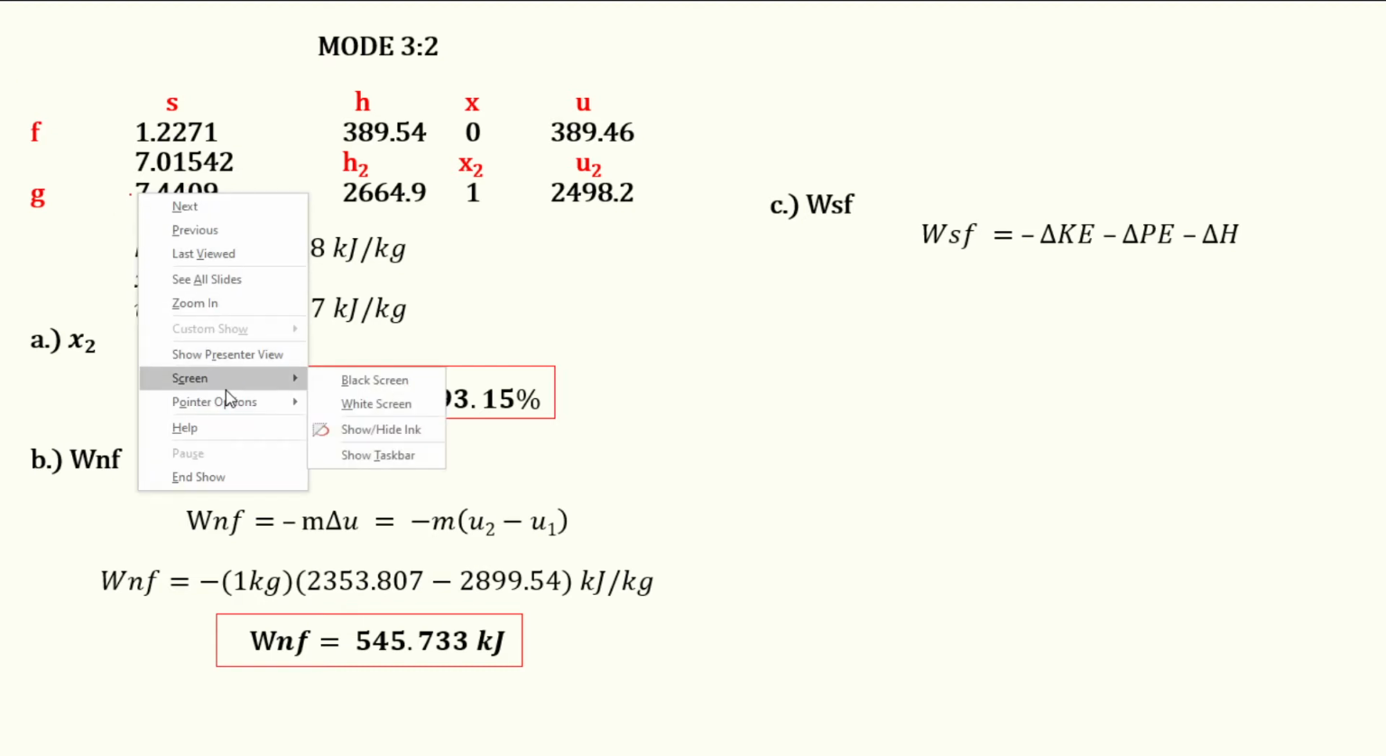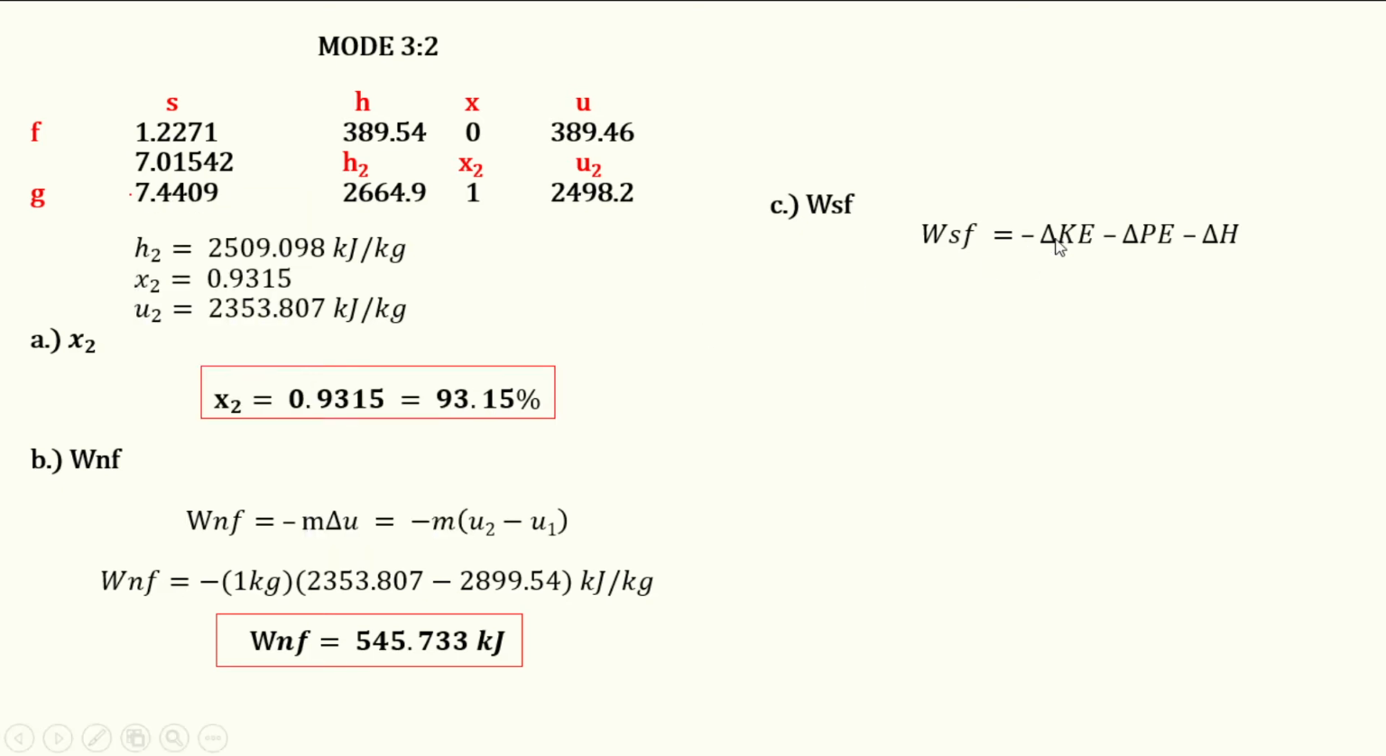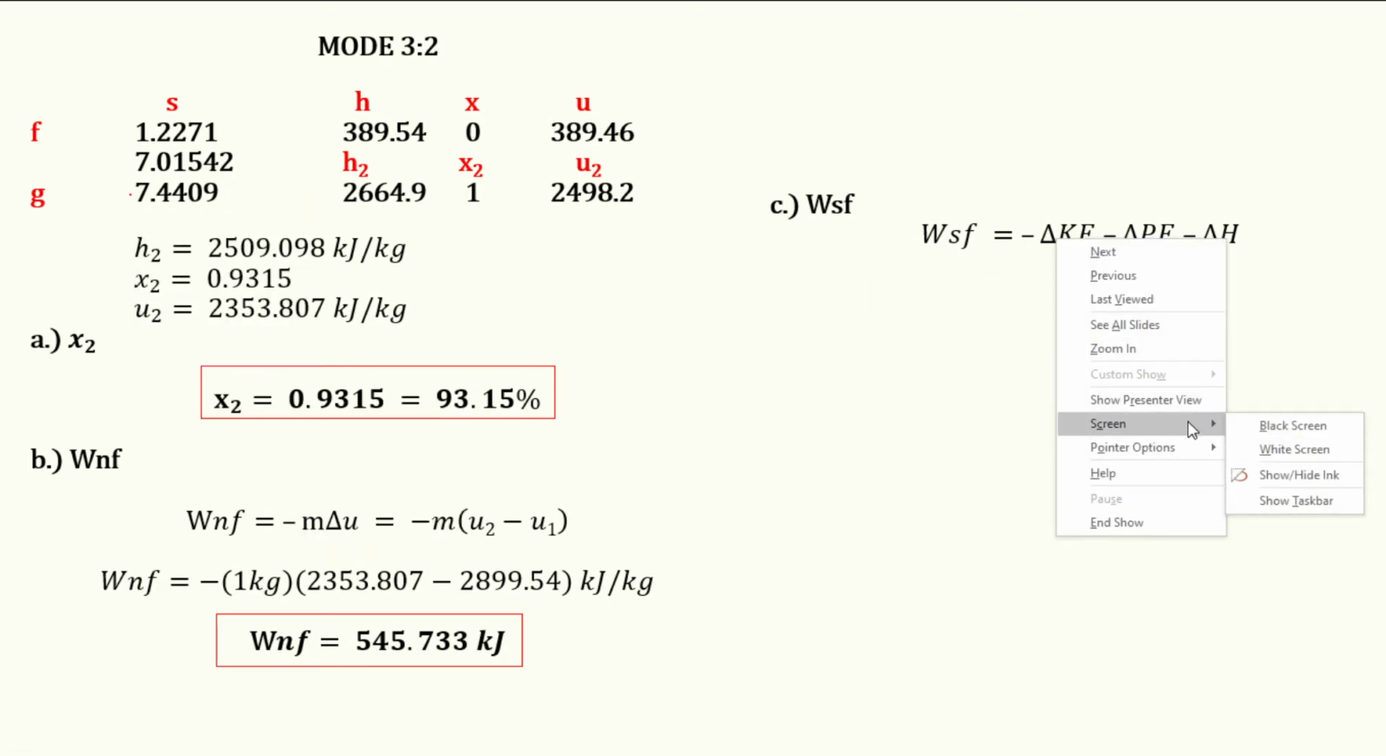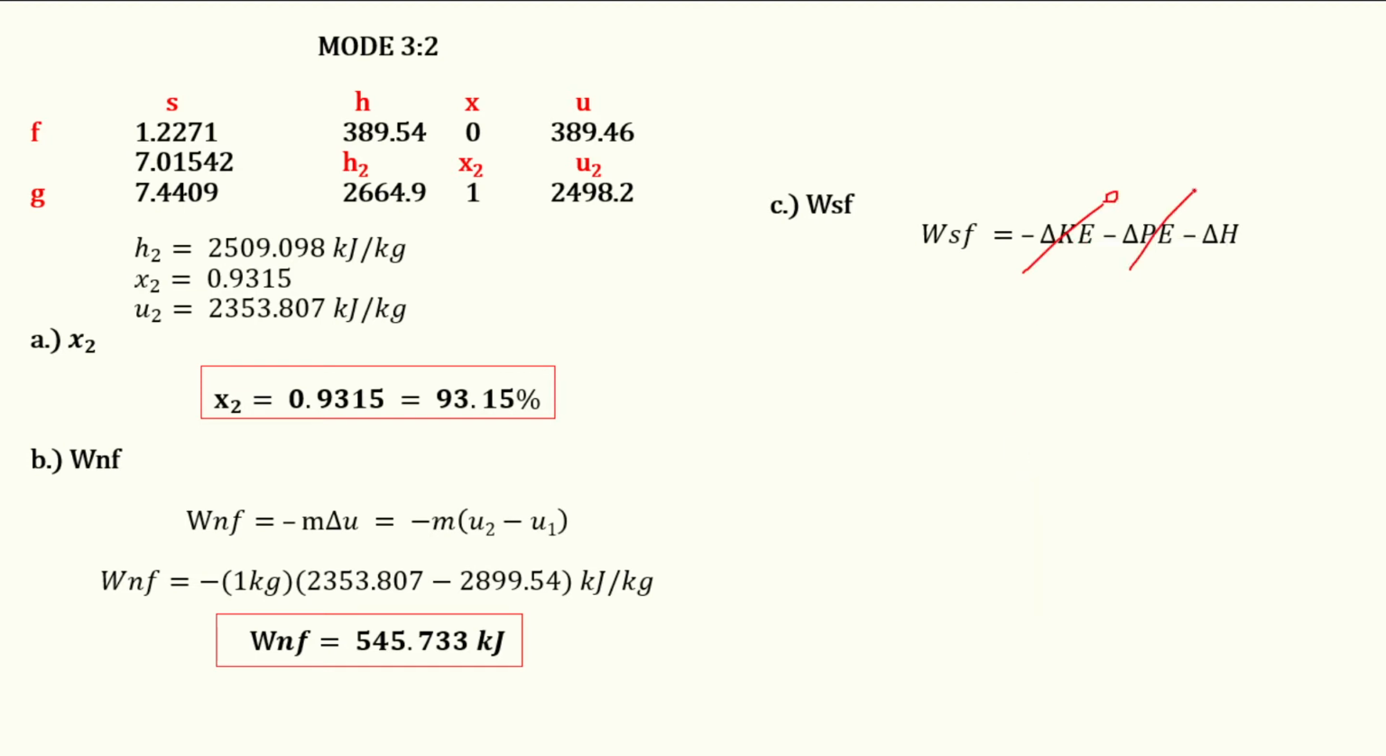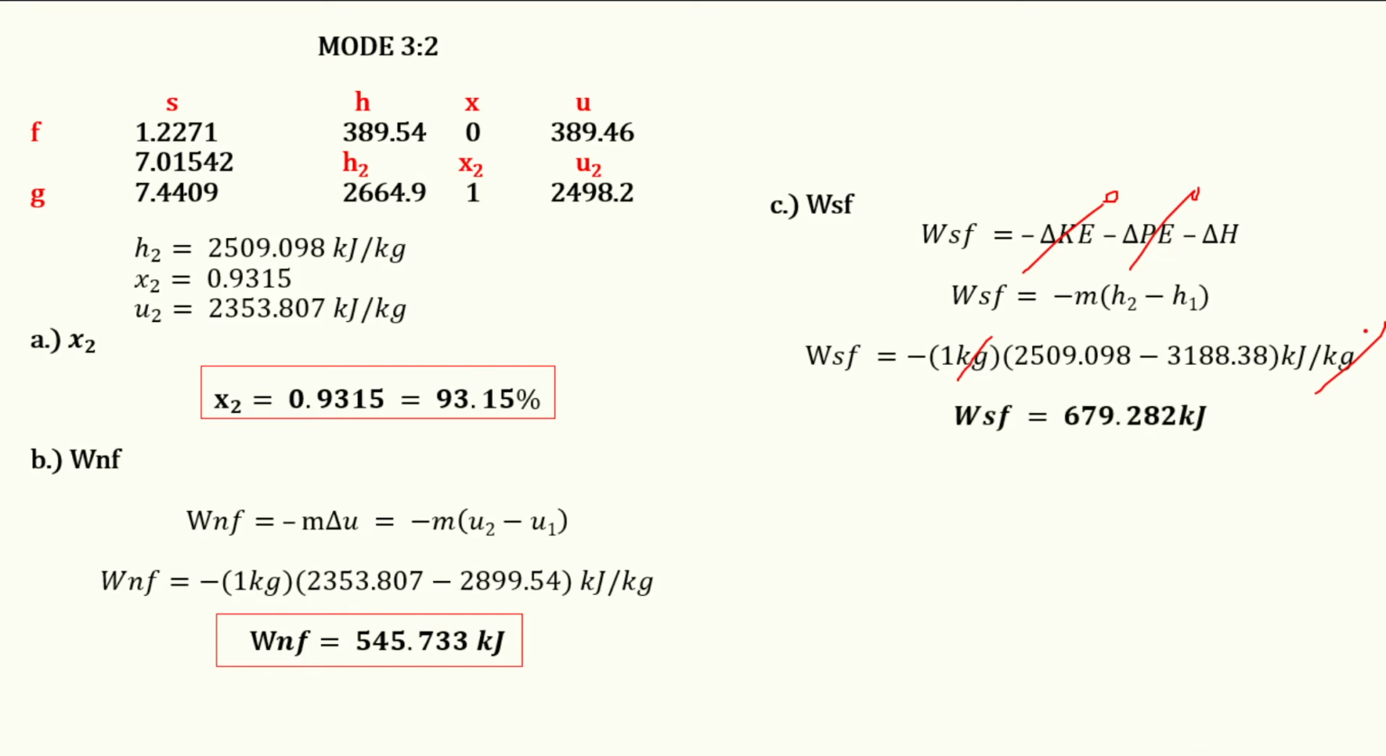Work steady flow is equals to the negative delta KE minus delta PE minus delta H. But since wala tayong delta KE and wala tayong delta PE, therefore, work steady flow is negative M times H2 minus H1. Substitute natin. So, M is 1 kilogram, H2 is 2509.098, then H1 is 3188.38 kilojoules per kilogram, cancel si kilogram. Therefore, work steady flow is 679.282 kilojoules.